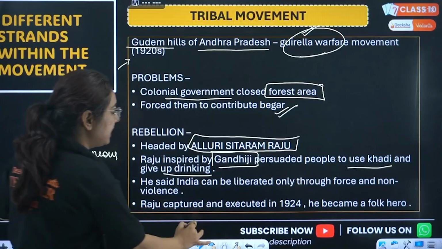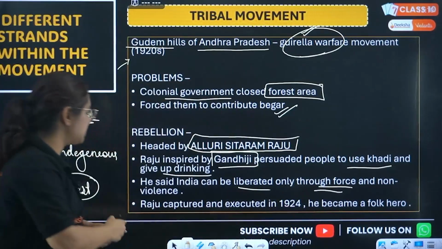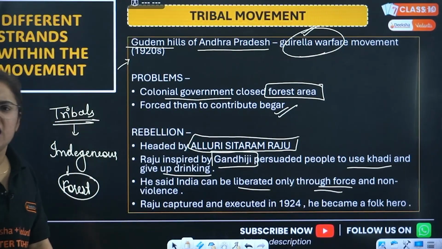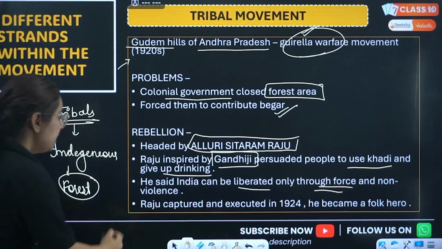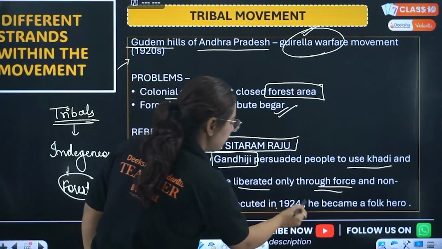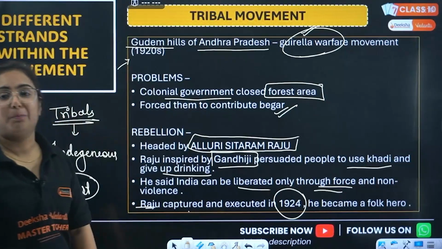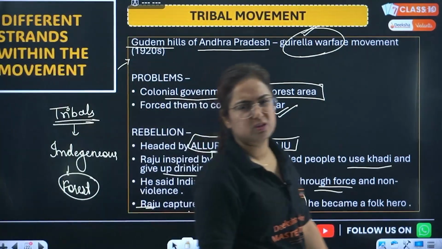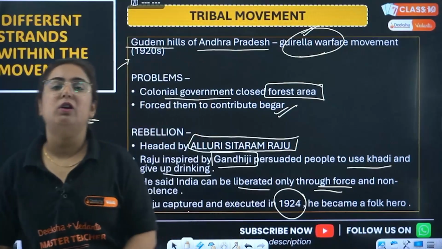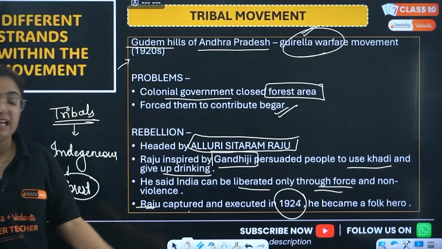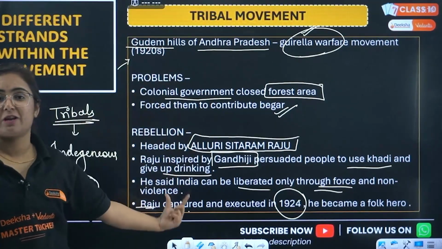He said that India can be liberated only through force. He started killing British officers, targeting British officers and using violence. But what happened? Raju was captured and executed in 1924 and became a folk hero for the country. Getting my point?